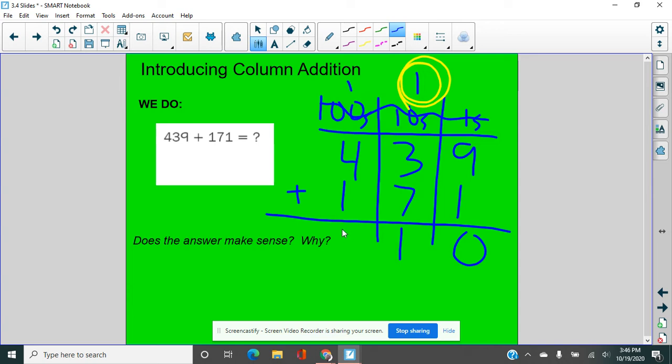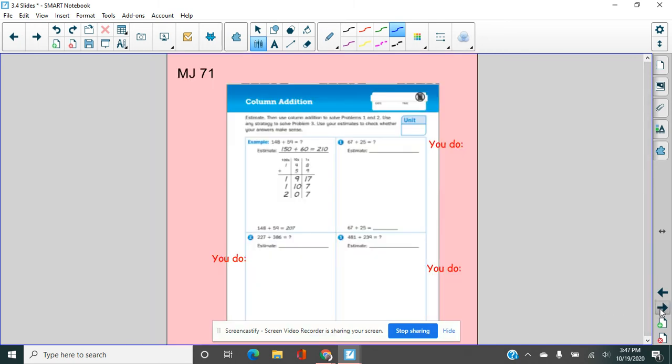All right, what should go here? 6 hundreds, right? If you said 5, you forgot about him again, right? You want to always count that one that you carry. 1 plus 4 is 5, plus 1 more is 6. Our answer, 610. All right, that's going to be your goal.